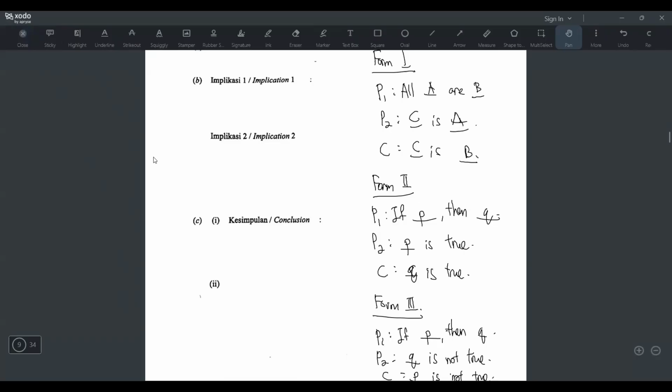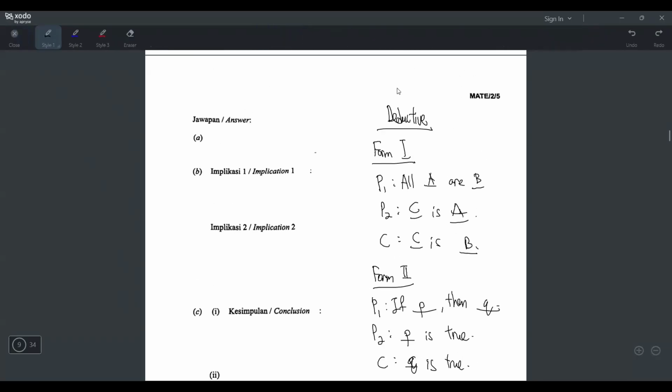Okay, let's talk about that also. For a deductive argument, you need to know that it can be valid or not valid, and it can also be sound or not sound. Let me put the arrow first. If it's valid, it can be not sound, but if it's not valid, automatically it is not sound. Now let me explain how to know whether it's valid or not.